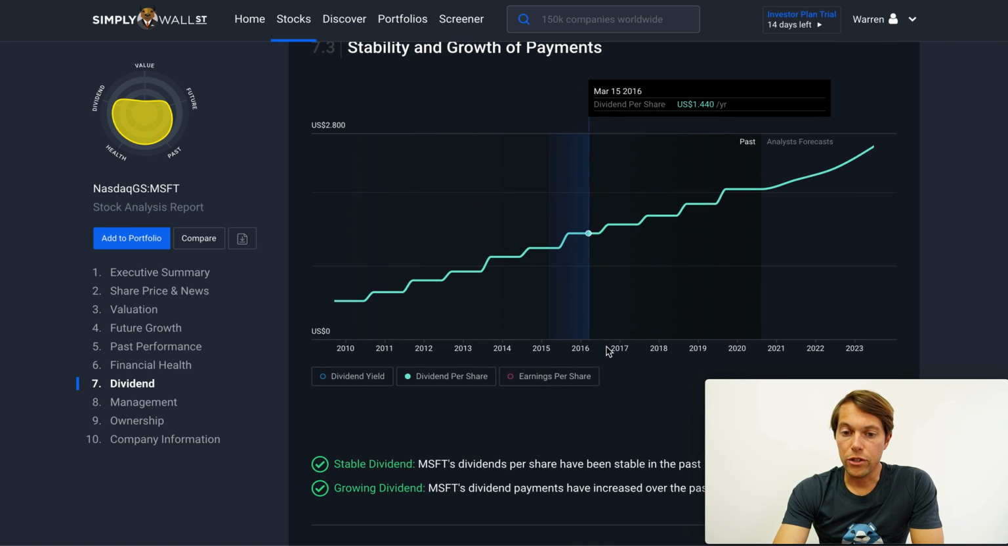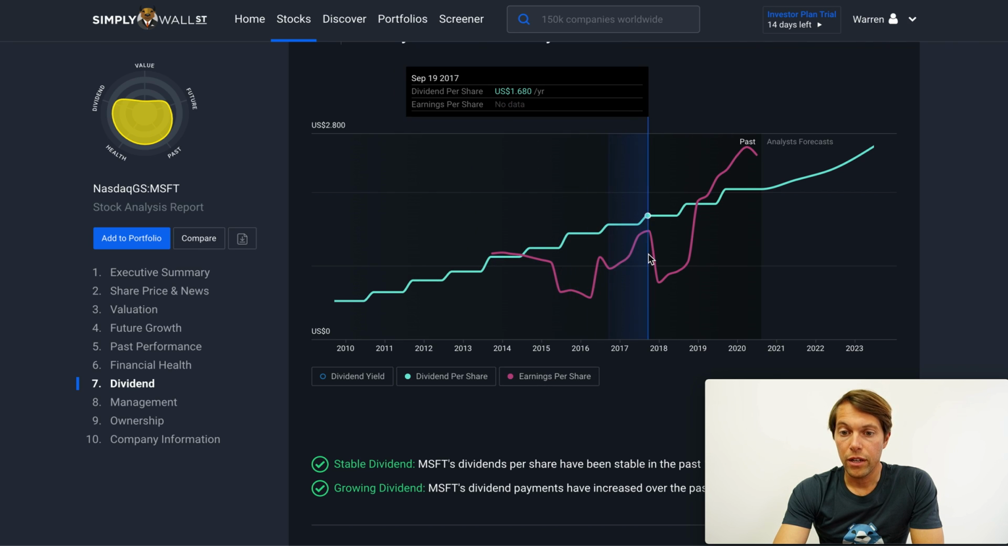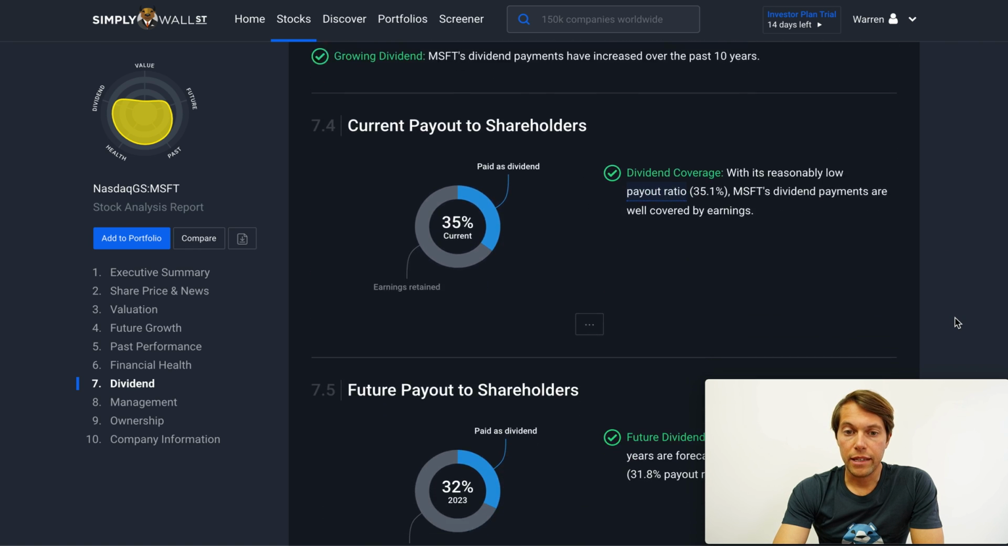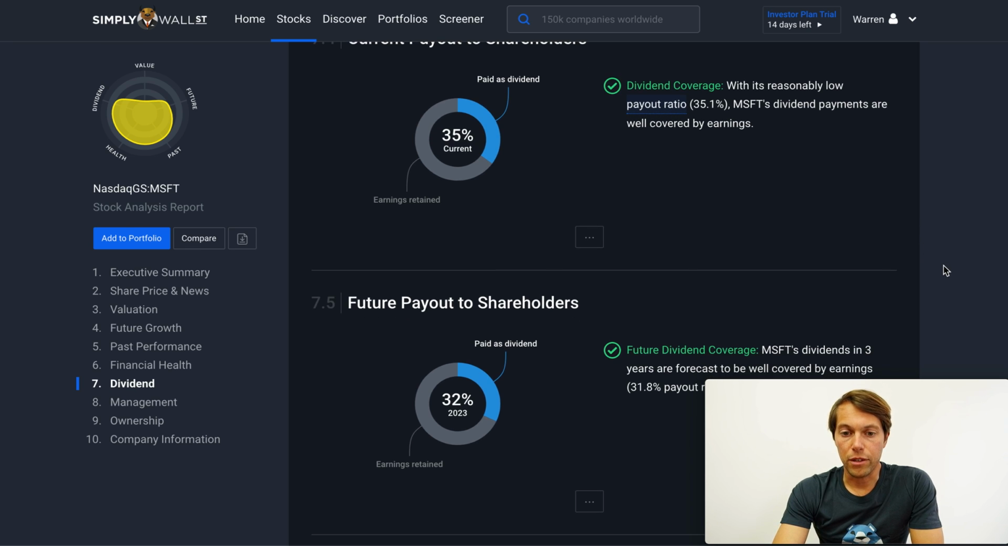Now on this chart, you can also switch on earnings per share, which is quite interesting because earnings per share and dividend per share are related. And that is what we're capturing here, which is called payout ratio. So payout ratio is simply how much the company earns and how much is it paying to its shareholders. And you can see here that Microsoft is paying 35% of its earnings out as a dividend. So it's a very affordable dividend, so it doesn't have to worry about that.